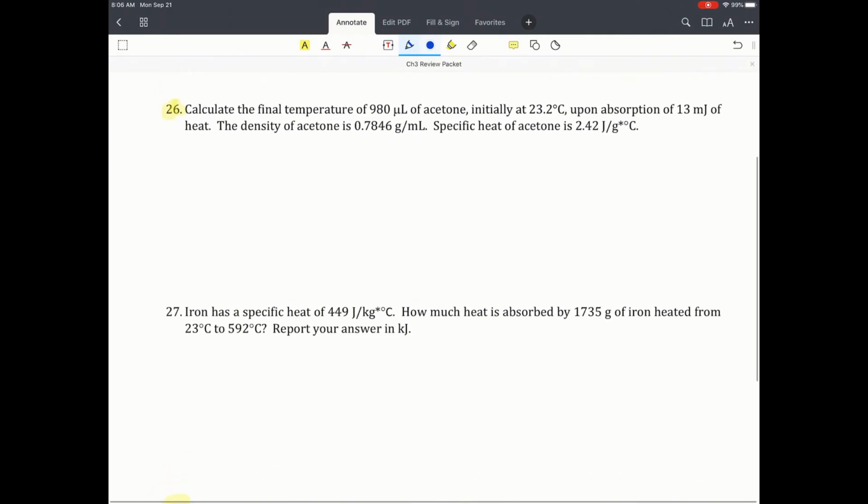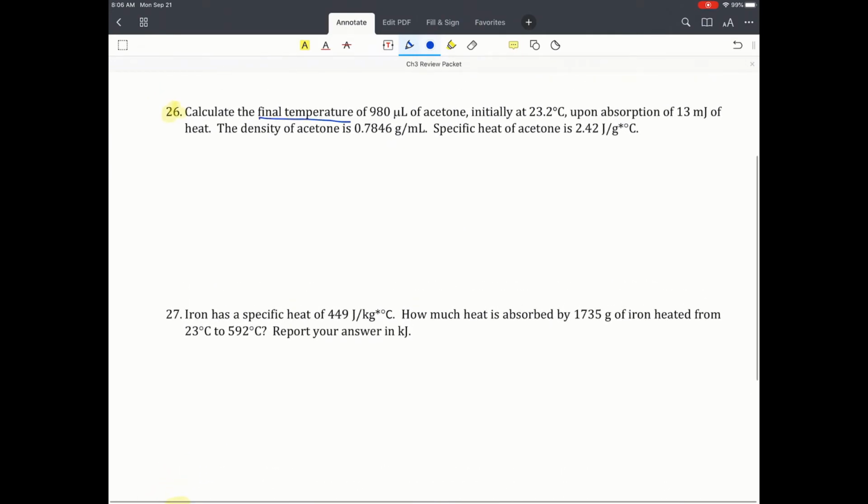All right, so number 26, calculate the final temperature, right? So that's obviously what we're looking for. And we have 980 microliters of acetone. Microliters is a volume, right? Which means not a mass. And it's initially at 23.2 degrees Celsius, and it absorbs 13 millijoules of heat.